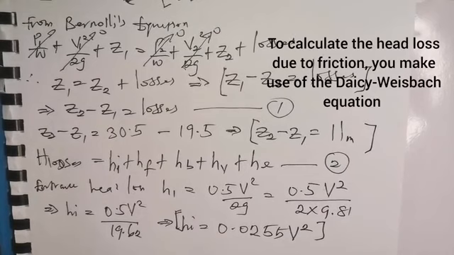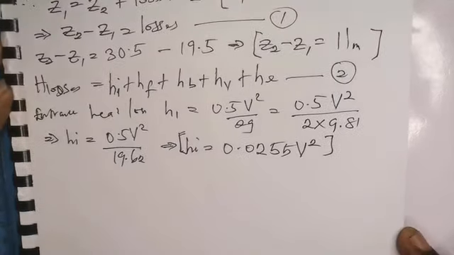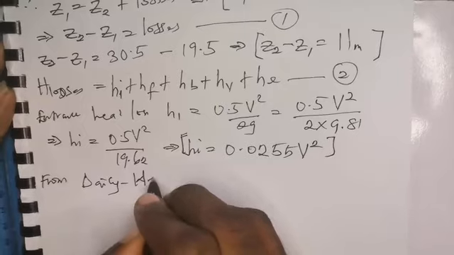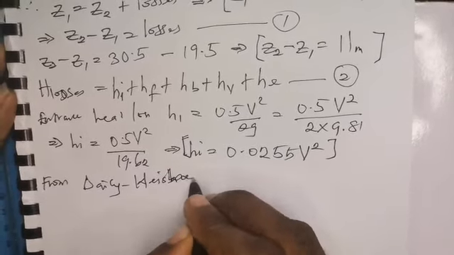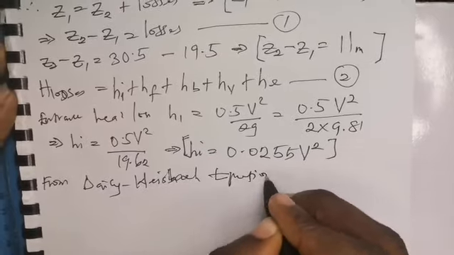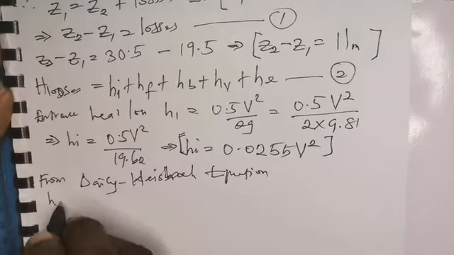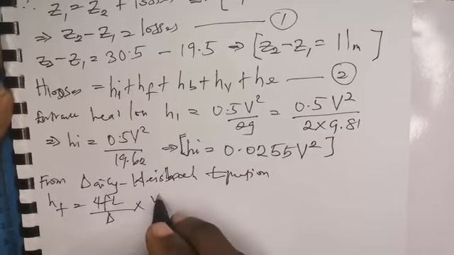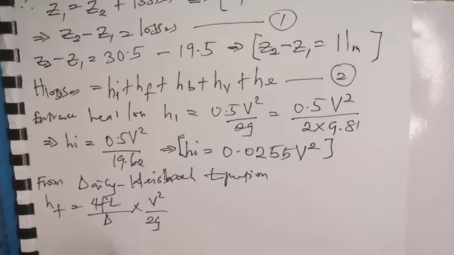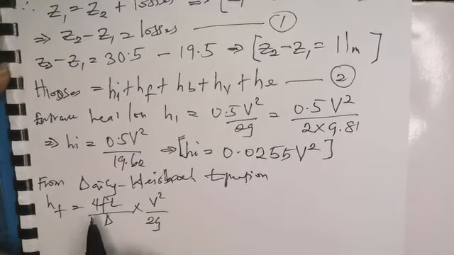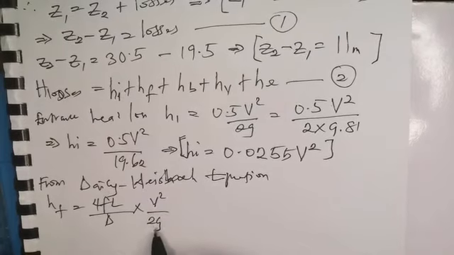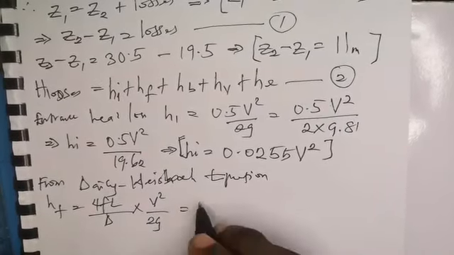Now, to calculate the head loss due to friction, we make use of the Darcy-Weisbach equation. From the Darcy-Weisbach equation, we have that the head loss due to friction is given as 4FL over D times V squared all over 2g, where F stands for the coefficient of friction or the friction factor, L stands for the length of the pipe, D is the diameter of the pipe, and again, g remains gravity. So this is equal to 4 times.